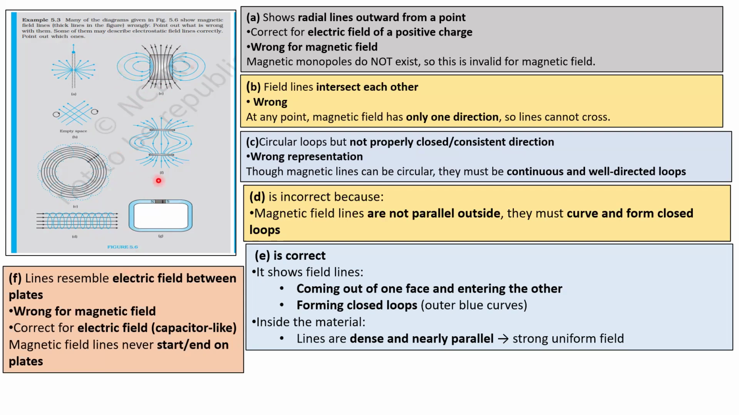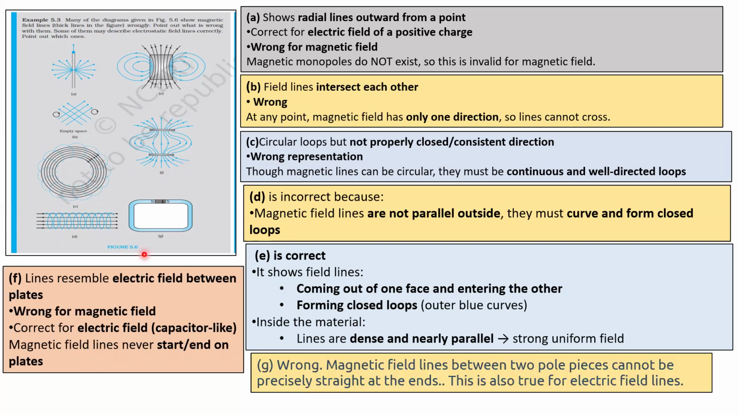Picture F. Here, two plates are given and field lines are going from one plate to the other. So it is wrong for magnetic field, but may be correct for electric field lines, like a capacitor-like structure. Magnetic field lines never start or end on plates. Okay, now we'll go for the last diagram.